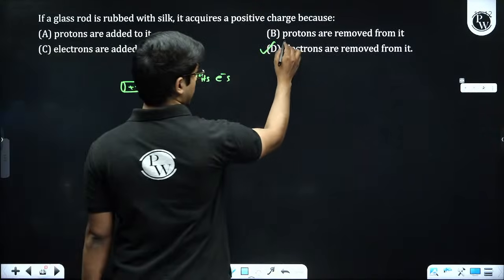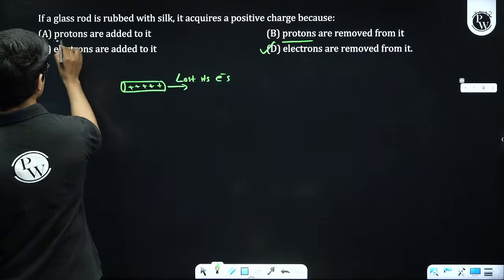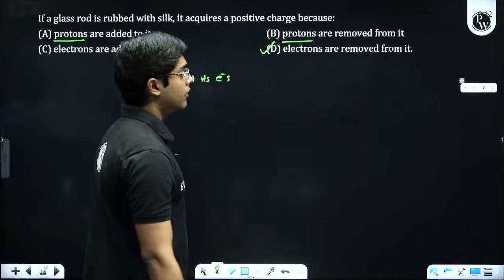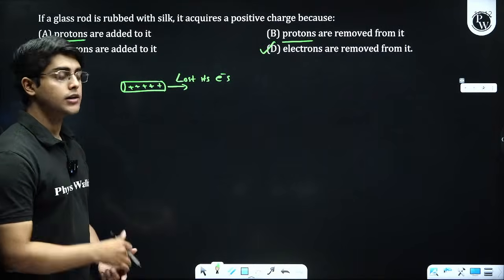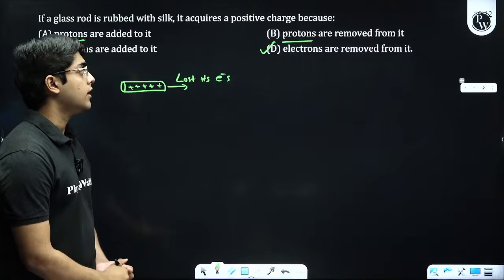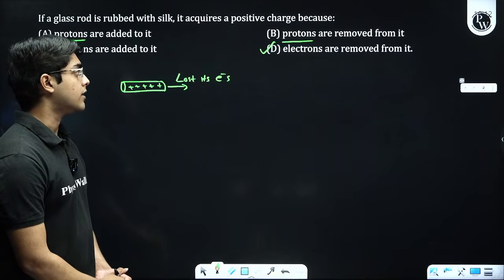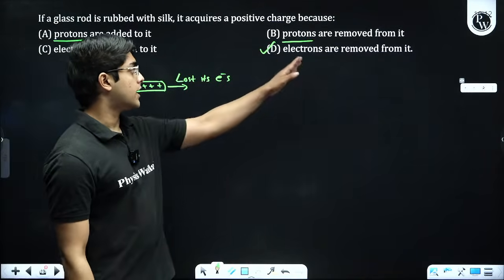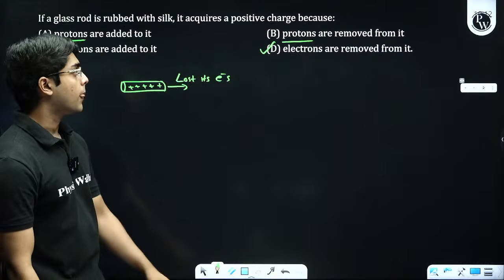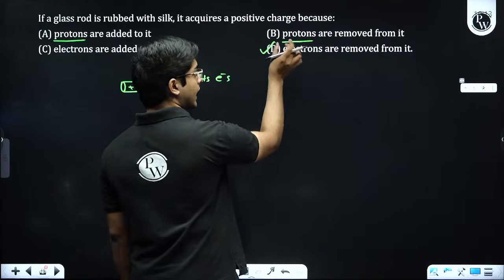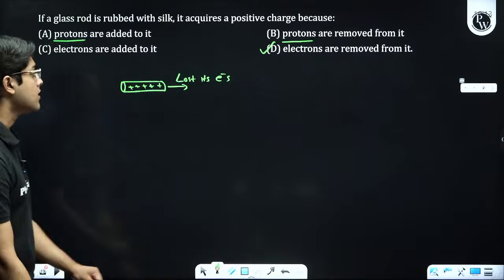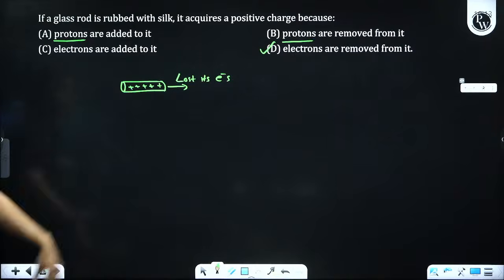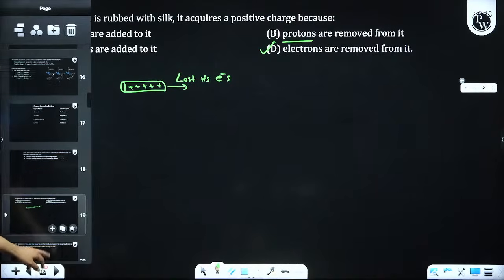Protons are never messed with in any of these experiments. Whenever charge transfer happens in any question, when we are studying electrostatics or any chapter such as electric current, it's always the electrons that are moving. Protons are tightly held inside the nucleus. You cannot simply pull them out. So it's always electrons that are either removed or added.